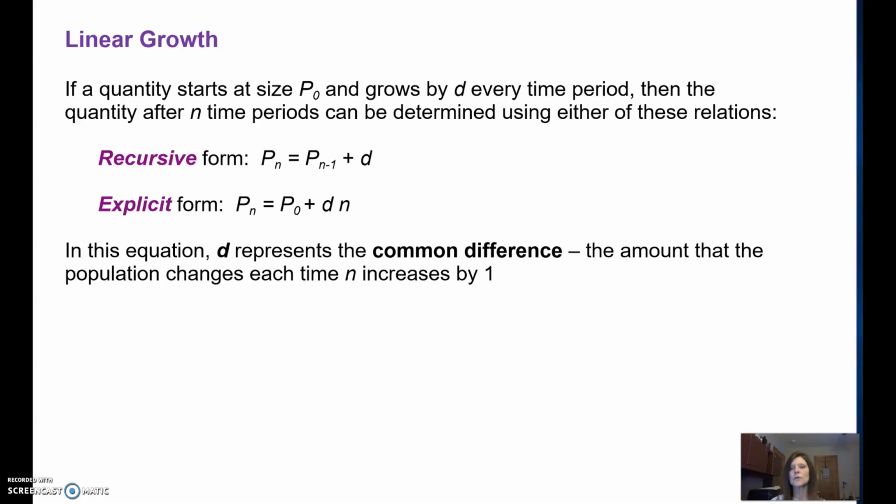The explicit form doesn't rely on knowing everything in order. It gives me the value at any point in time, n. And it says p sub n is equal to p sub 0, where that sub 0 means initial or starting point, plus d times the n. So I'm going to multiply that change times however many units of time have passed. So let's take a look.